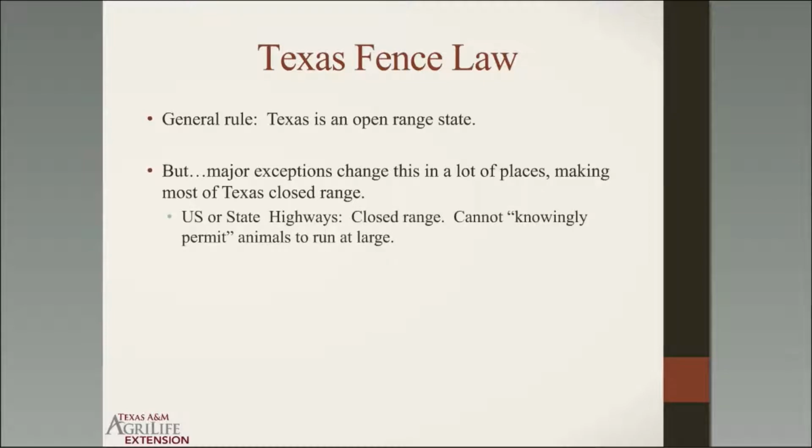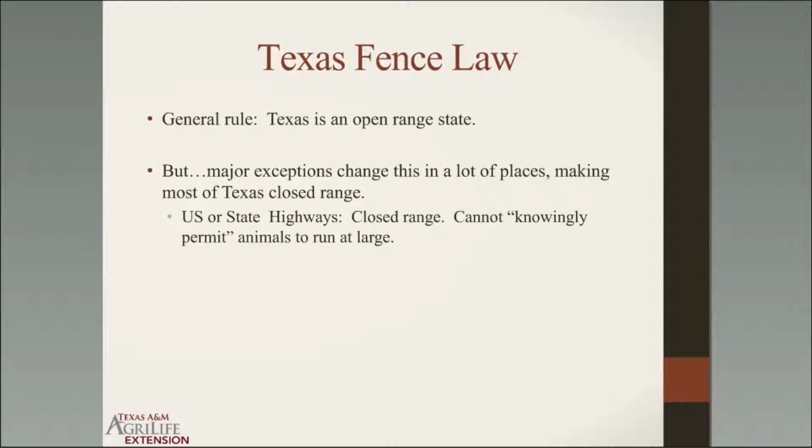The first one is a state statute that says all U.S. and state highways anywhere in Texas are closed range. All right, and specifically what the statute says is that an animal owner cannot knowingly permit animals to run at large on state or U.S. highways.